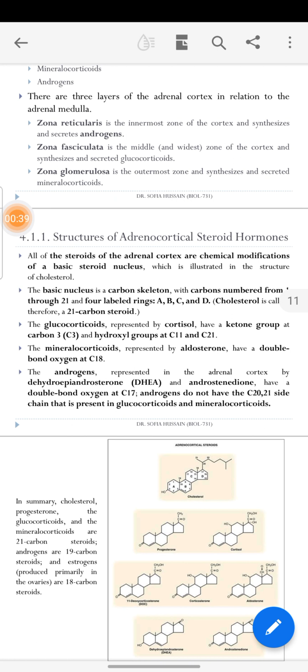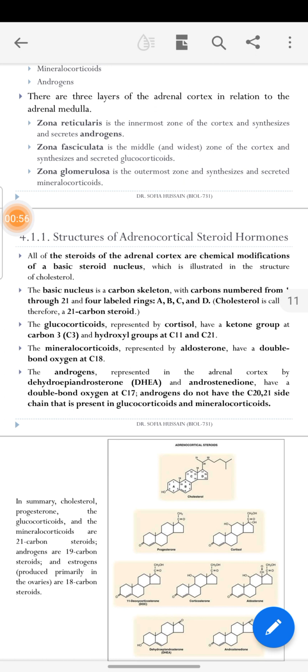As we know, cholesterol has 4 rings in its structure, named A, B, C and D, with the steroid structure present in the cholesterol.